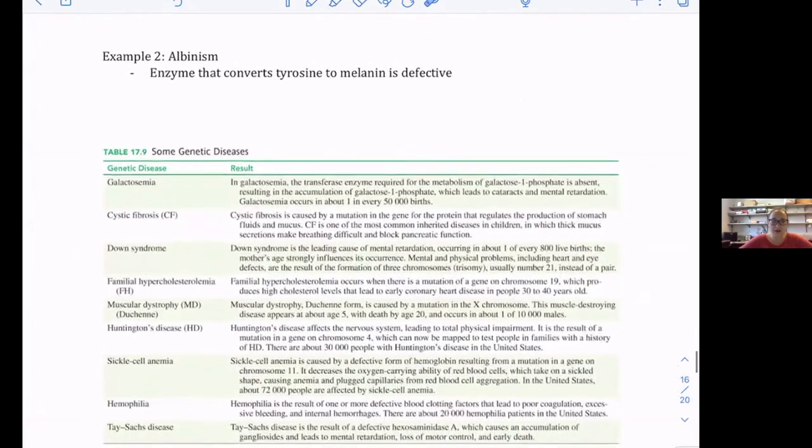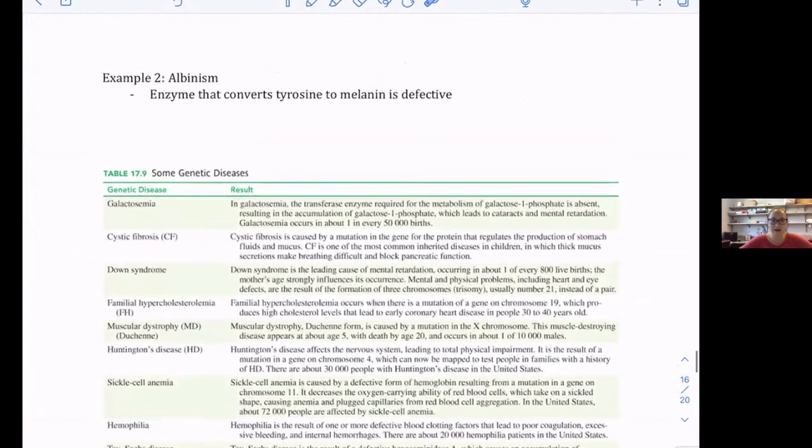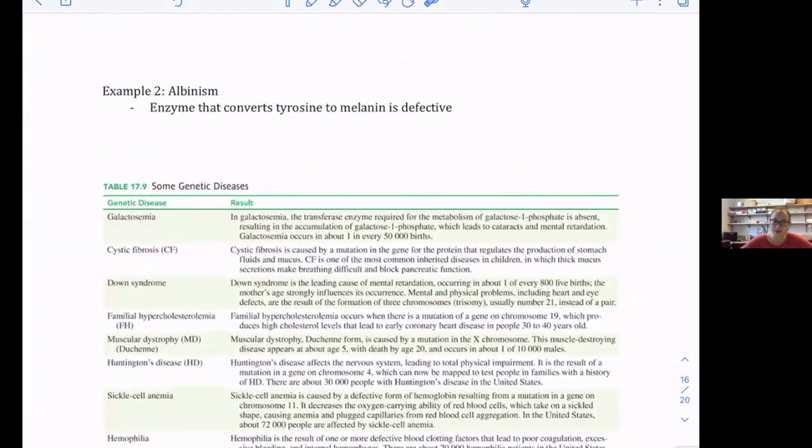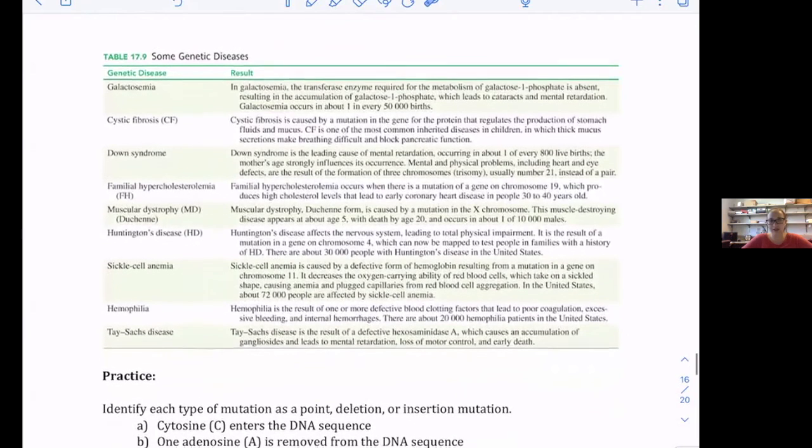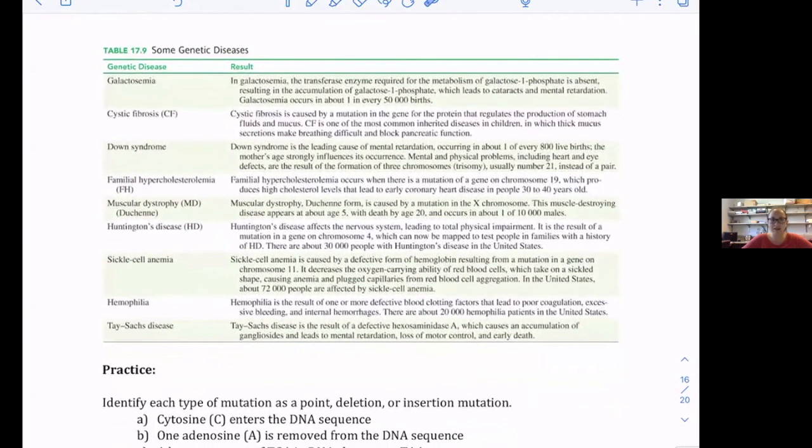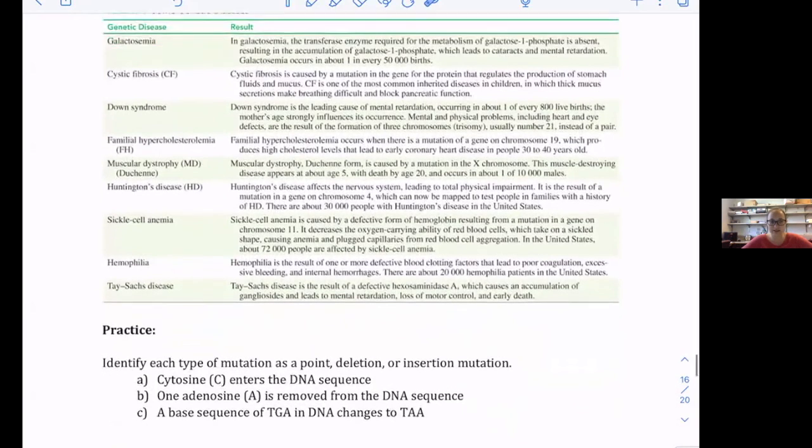Additionally, albinism, so being an albino, is because the enzyme that converts tyrosine to melanin is defective. Melanin comes from tyrosine, so their body literally just doesn't have the enzyme to make melanin. And that's why their skin is all white. So here's a table of genetic diseases. I'm not going to go through these specifically, but if you're interested, you can see what different changes occur in the genetics for these genetic diseases.